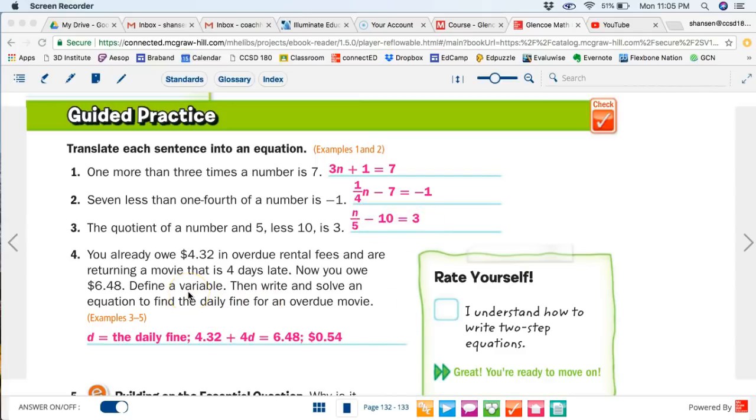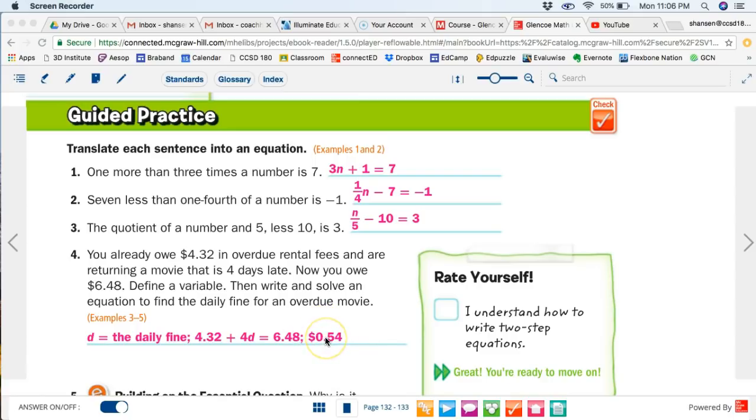This one got a little crazy on you, huh? With the directions, define a variable, so whatever letter you used should have represented the daily fine. Write and solve. So we've got 4.32 plus 4 times whatever your variable was equals 6.48 for $6.48. You could have these two terms flipped around. 4 times letter plus 4.32. That's perfectly fine. And the daily fine is 54 cents. In other words, $0.54. That represents 54 cents.